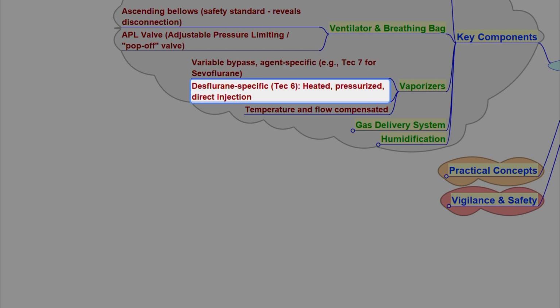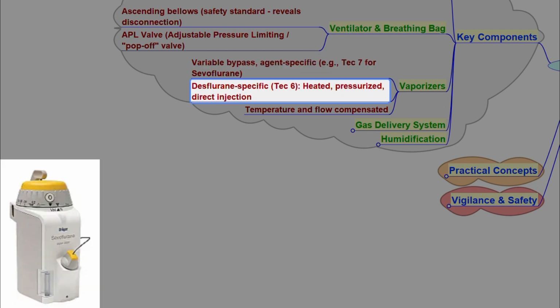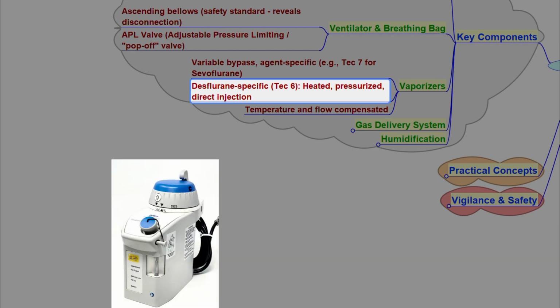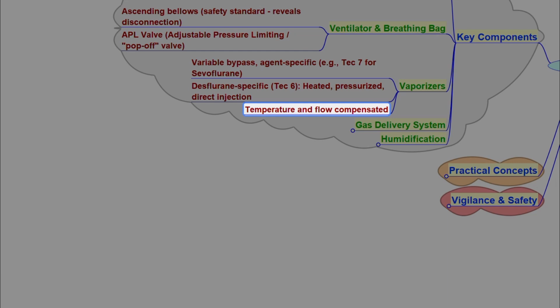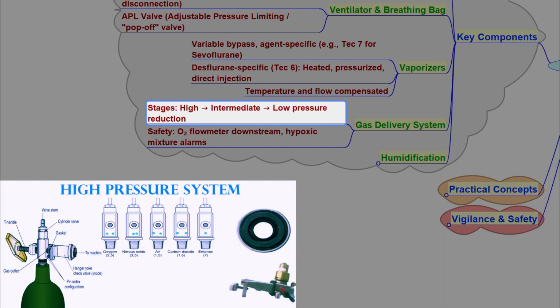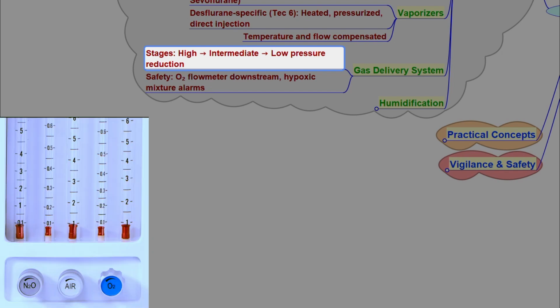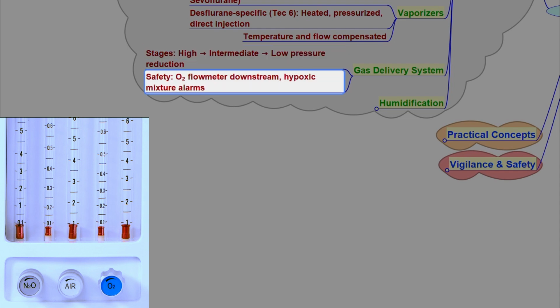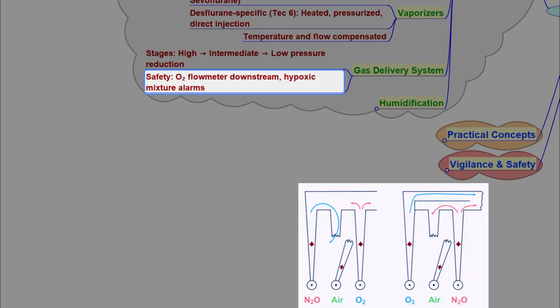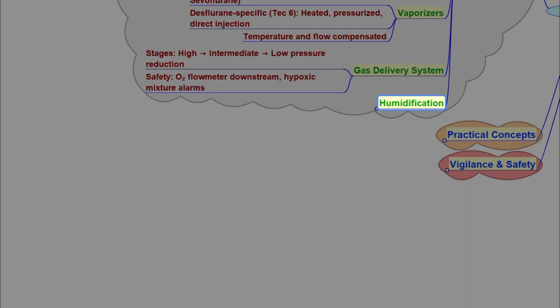Vaporizers: standard ones for most agents, and the special heated Tec 6 for desflurane. And the gas delivery system involves three pressure reduction stages for safety and control: high pressure, intermediate pressure, and low pressure. A key safety feature is the oxygen flow meter being located downstream of other gases to help prevent the delivery of a hypoxic gas mixture. The last component is the humidification system.